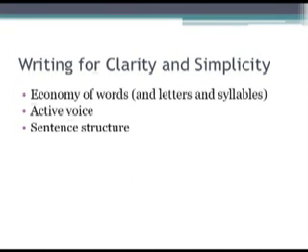The way you write is just as important for getting your point across. To make it easy for your reader to understand and remember your message, you'll need to streamline and energize your language. Writing for clarity and simplicity is a big topic. It could fill an entire course. In this short lecture, we're just going to touch on a few tips for being economical in your word choice, using an active voice, and creating uncluttered sentences.